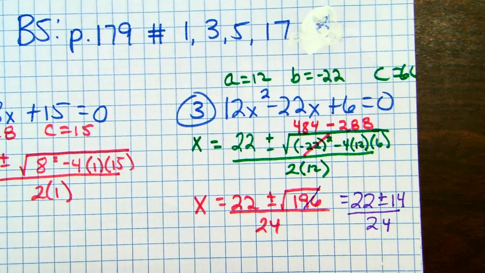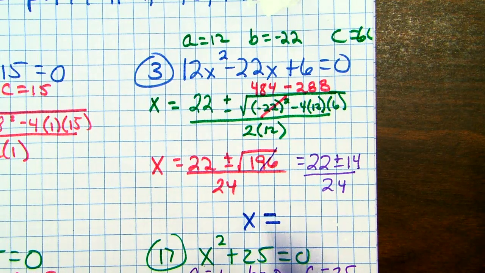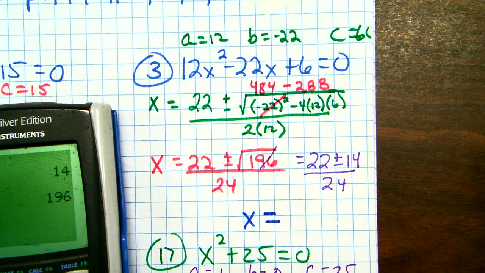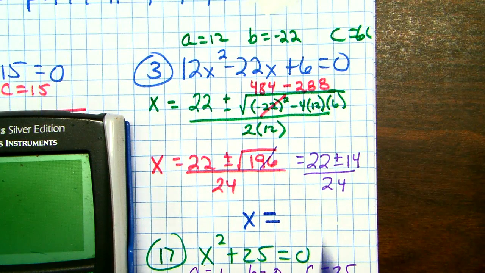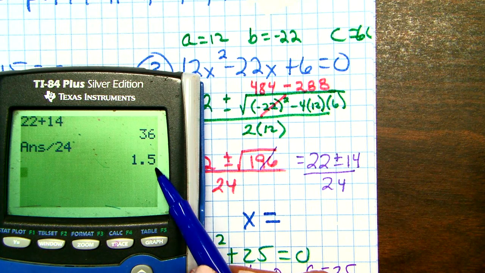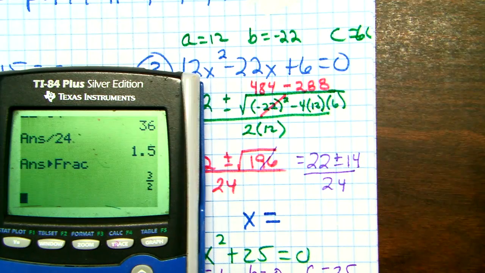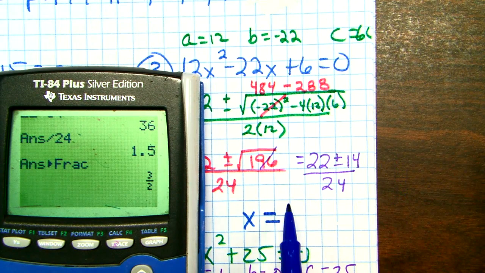Now we go to our calculator and we type in 22 plus 14, right? I'm doing the plus. Always hit enter before you divide. If you don't, you're going to get the wrong answer. Divided by 24. 1.5. Can I leave that decimal? Is that decimal okay? Yes. It terminates. 1.5 is totally fine. I'm not rounding it. That's the answer. But if you want to write it as a fraction, math enter is fine too. Either one.